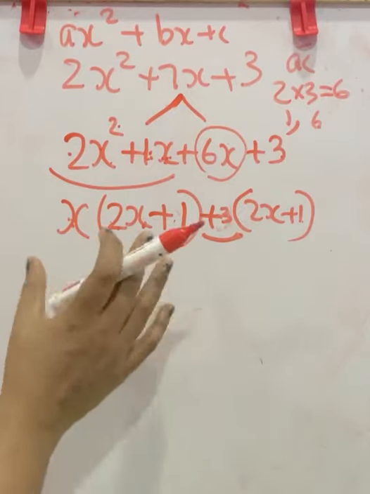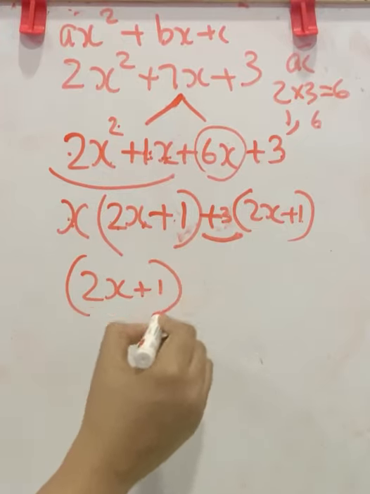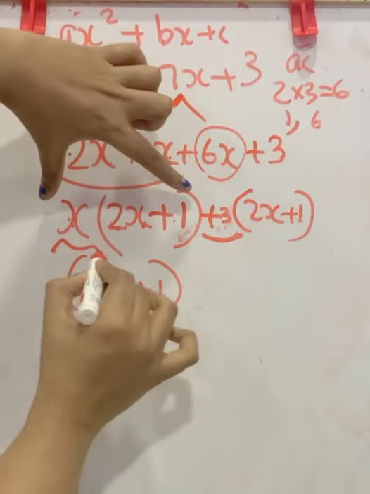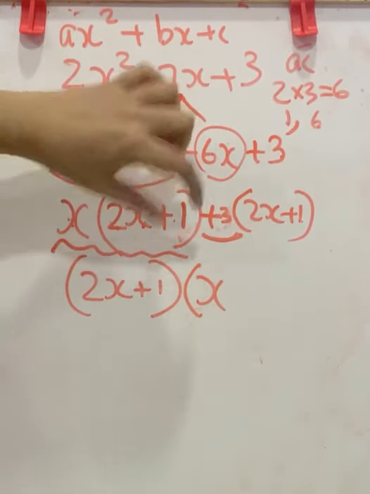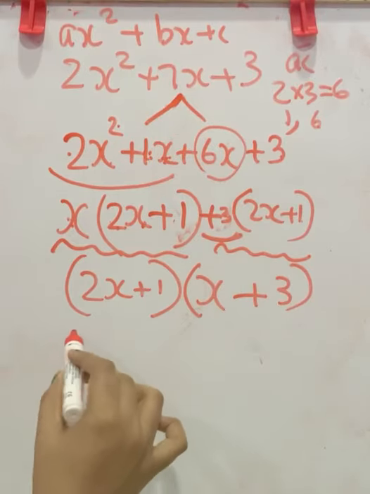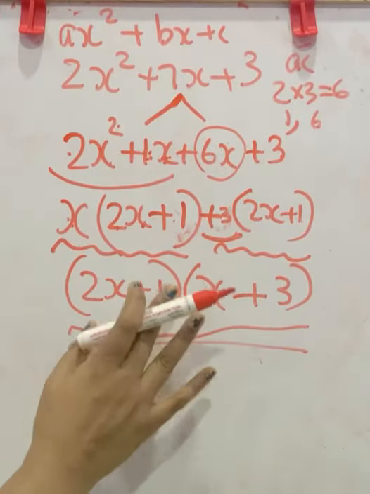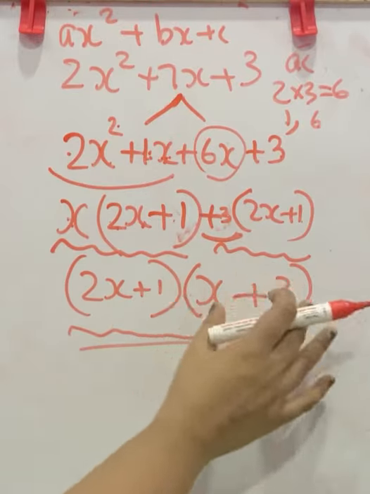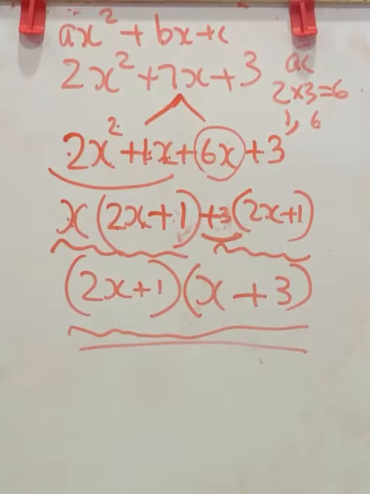Now in the next step we have this bracket as common, so take this bracket outside. When this bracket is taken outside, the balance in this term we have x, and in this term we have plus 3. So these are the two factors after factorizing this quadratic polynomial using the middle term splitting method. 2x plus 1 and x plus 3 are the linear polynomials. The product of these linear polynomials gives the result as this quadratic polynomial.